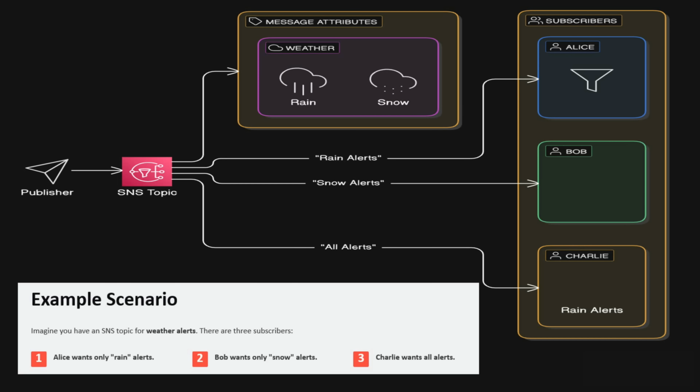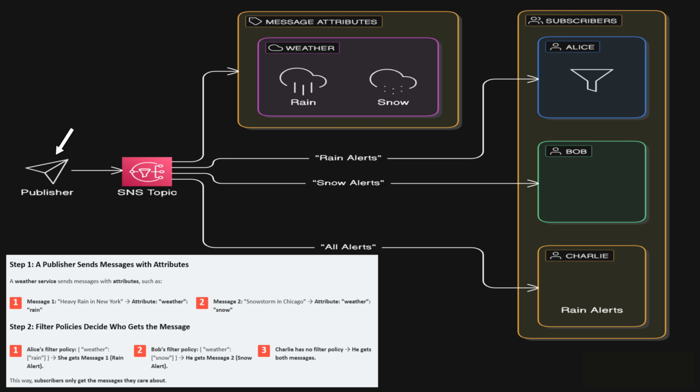Now we will see an example scenario. Imagine you have an SNS topic for weather alerts. There are 3 subscribers. Alice wants only rain alerts, Bob wants only snow alerts, and Charlie wants all alerts.